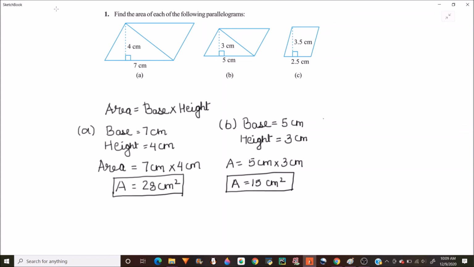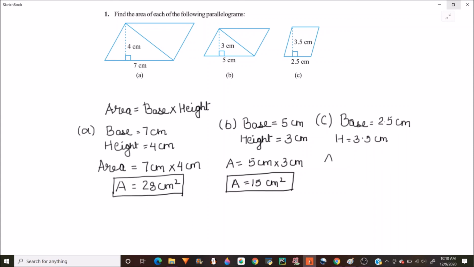In case of a parallelogram, you need to take care that you should not take the breadth as the height of the parallelogram. The height of the parallelogram is calculated by the perpendicular which is dropped from the vertex to the base of the parallelogram. In example C, the base is given as 2.5 centimeters and the height as 3.5 centimeters.